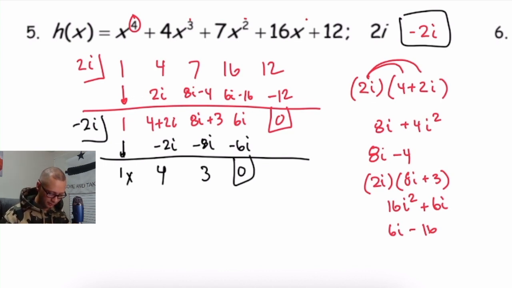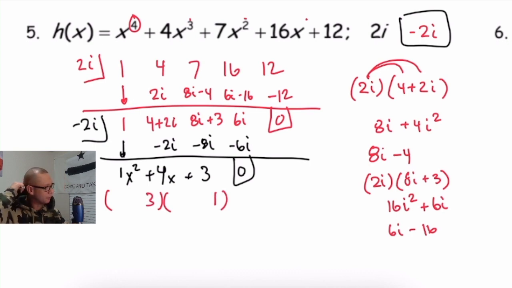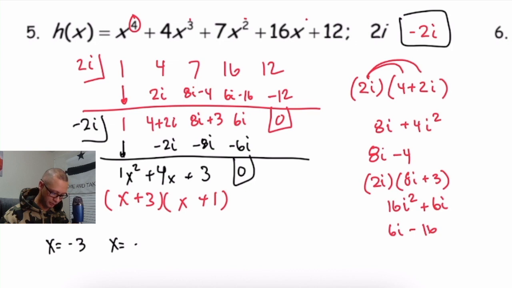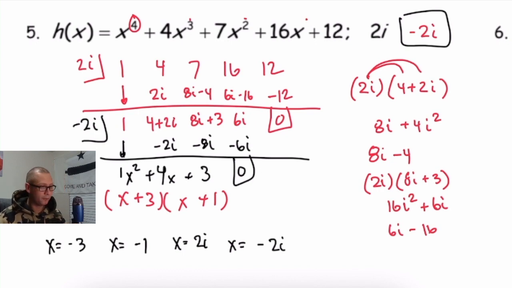So now we're at x squared plus 4x plus 3. Does this factor? Numbers that multiply to make 3 that add up to 4. 3 and 1. Right? 3 times 1 is 3. 3 plus 1 is 4. Everything's positive, so they're all positive. And now our roots are going to be x equals negative 3, x equals negative 1, x equals 2i, x equals negative 2i. There are 4 roots.